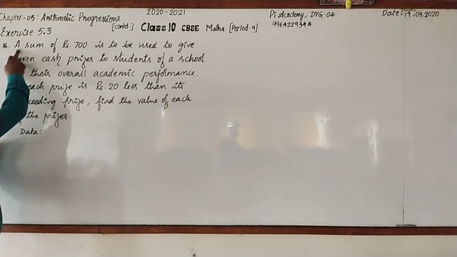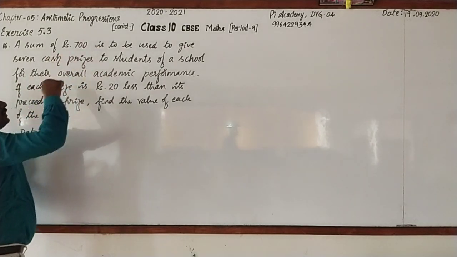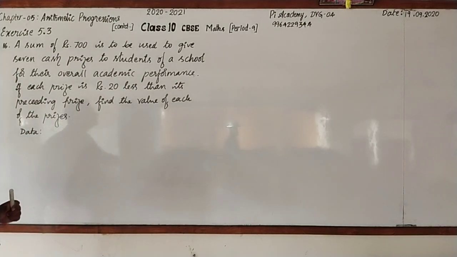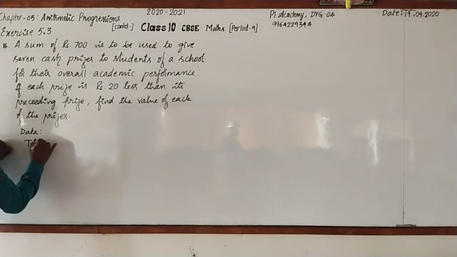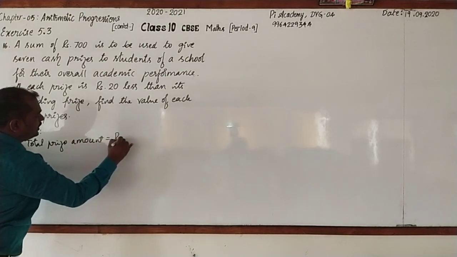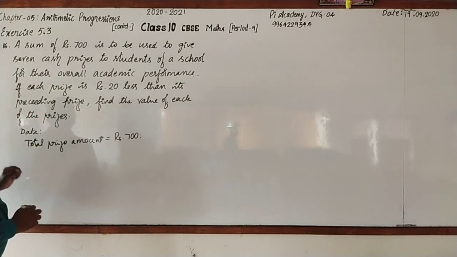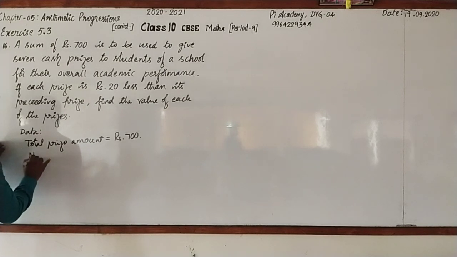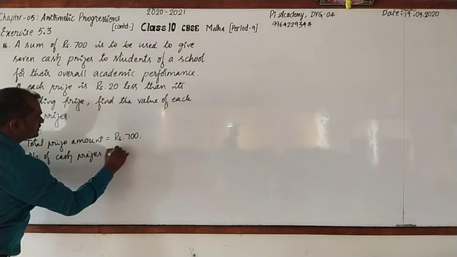Here, it has been given that a sum of rupees 700 is to be used to give 7 cash prizes. Here, what does 700 indicate? Rupees 700, it is the total prize amount, right? Total prize amount. How much? This is rupees 700. Then 7 cash prizes. What does 7 indicate? The number of cash prizes. Here I'll write number of cash prizes. It is 7.